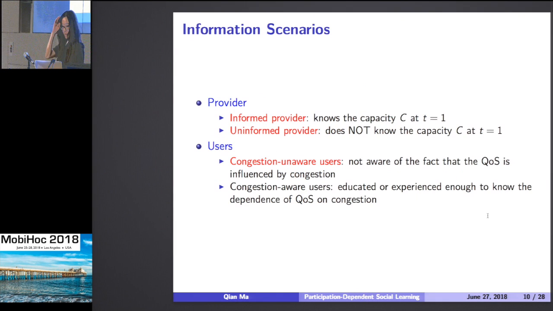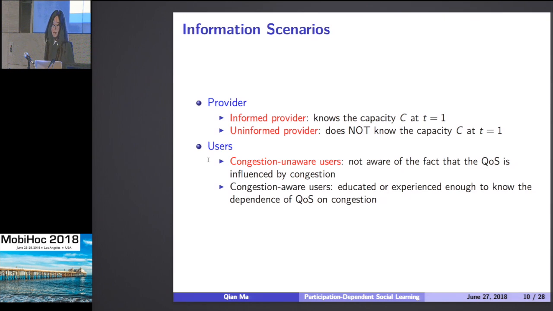In this paper, we consider a total of 4 information scenarios. For the provider, we consider informed provider and uninformed provider. By informed provider, we mean that the provider knows the capacity C at the beginning. And by uninformed provider, we mean that the provider does not know the capacity C at the beginning. For example, Google's Project Fi may not know its capacity at the beginning.